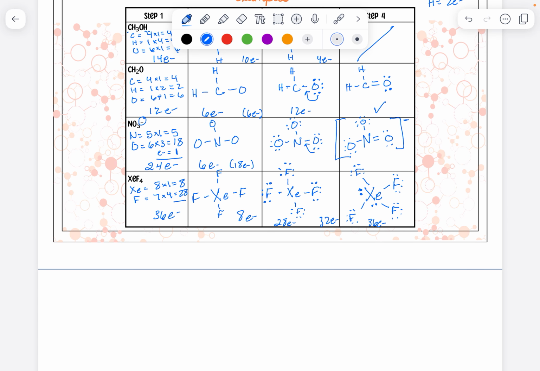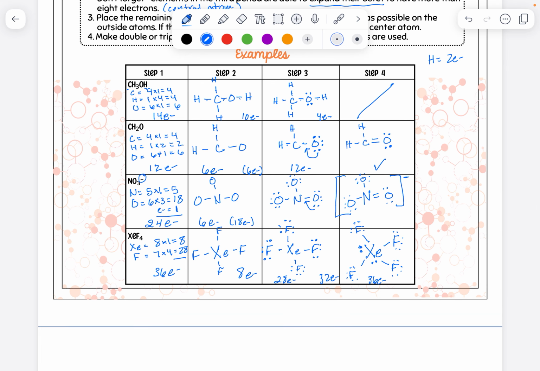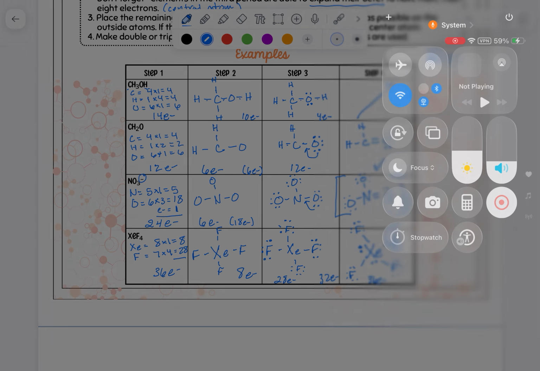But yes, drawing Lewis structures just takes practice, just doing a lot of examples, and then it becomes what I would say fun and pretty easy. So just good luck with that, and watch this again if you need help.